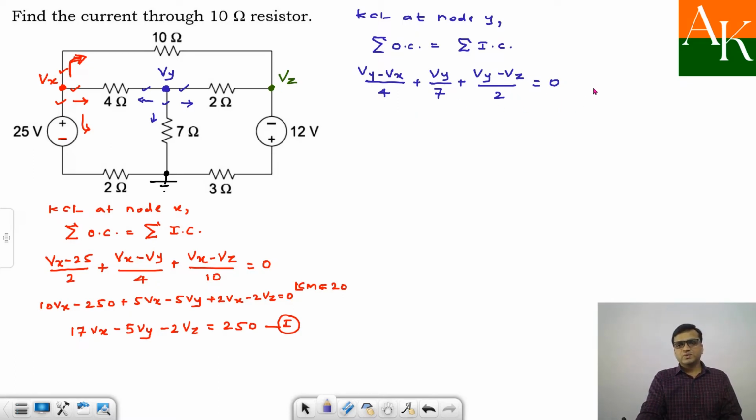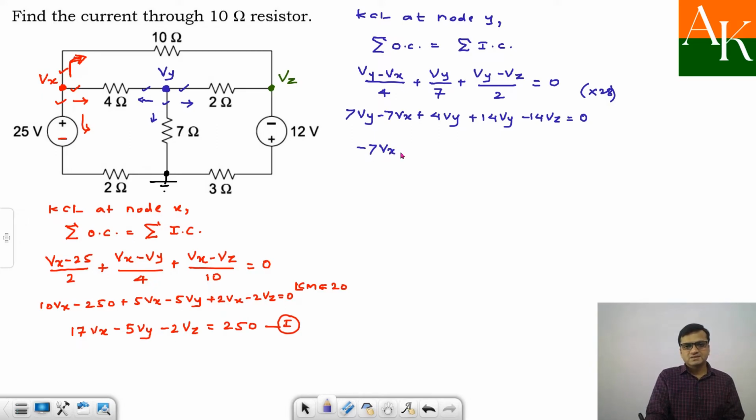So the LCM over here is 28, so I will multiply throughout by 28, and that will give me 7 Vy minus 7 Vx plus 4 Vy plus 14 Vy minus 14 Vz is equal to 0. So in equation format this can be written as minus 7 Vx plus 25 Vy minus 14 Vz is equal to 0, and this is my equation number 2.